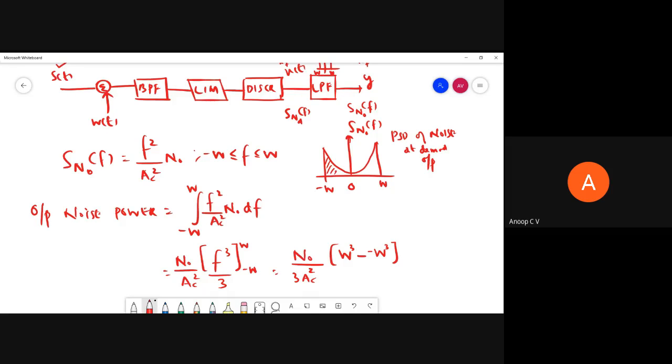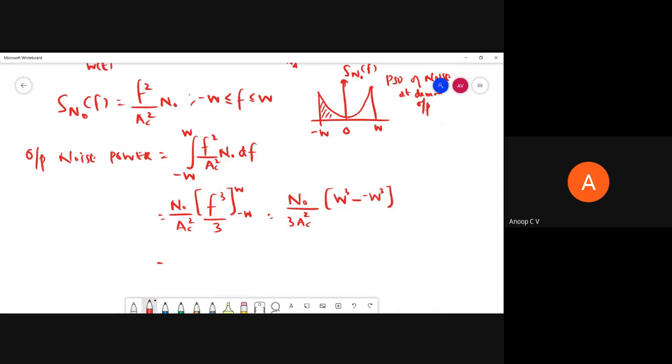So this becomes N naught by 3 AC square. This W cube plus W cube is actually what? 2 W cube. So this is the output noise power, 2 N naught W cube by 3 AC square. Right. This is output noise power. So now what will be output SNR?